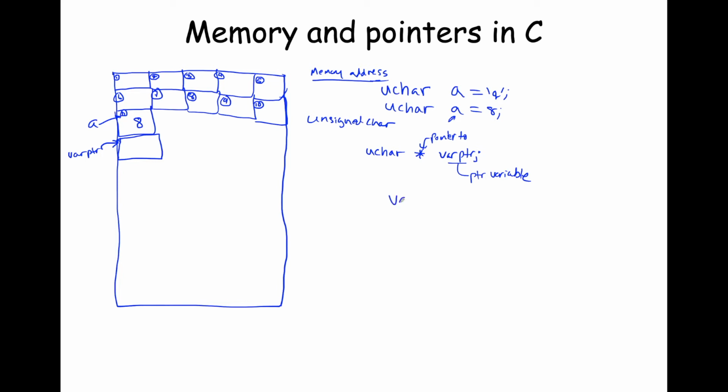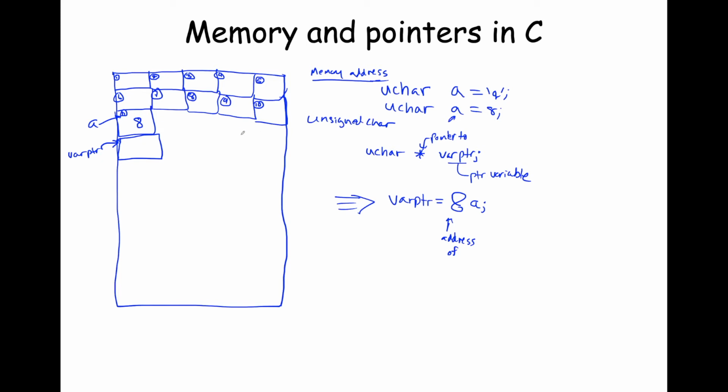So I would say var pointer is equal to ampersand. That ampersand means address of. Address meaning the memory address. So var pointer is going to be assigned the address of whatever that variable A was. So what happens when I execute this line?